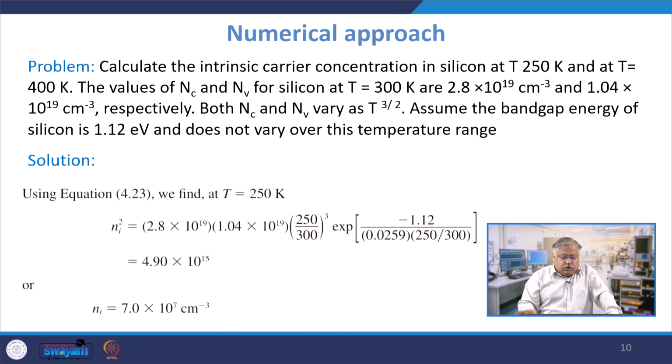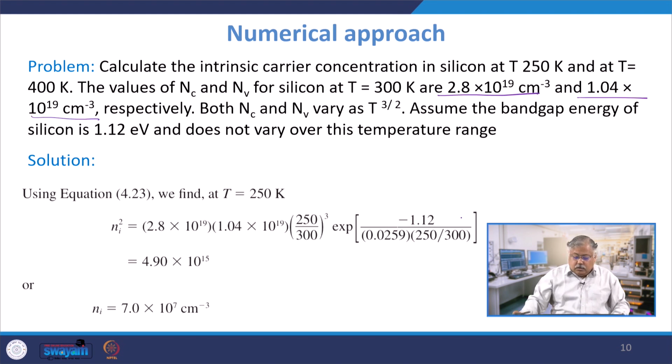So let me show you a numerical problem. It says you need to calculate the intrinsic carrier concentration for silicon at T equals 250 Kelvin and 400 Kelvin. So I am not using 300 Kelvin. The values of Nc and Nv at 300 Kelvin are given to you, but what we need to find out is the intrinsic carrier concentration at 250 and 400 Kelvin. The Nc and Nv values are given as this and this respectively at 300 Kelvin, and both Nc and Nv vary as T to the power 3 by 2.